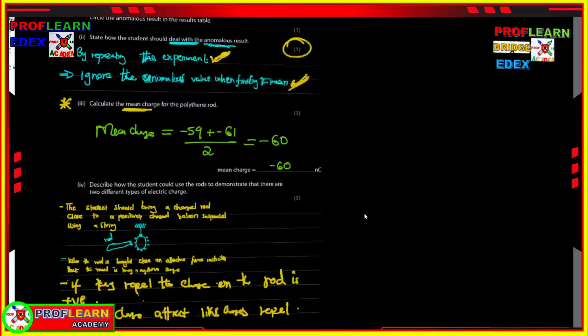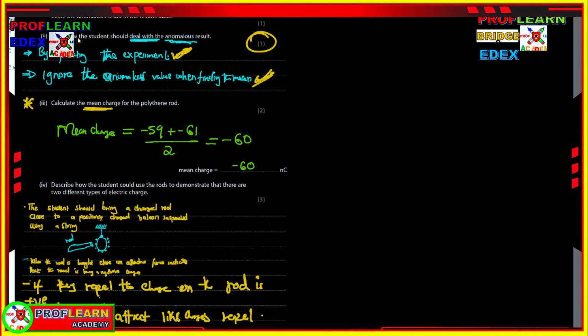Let's check the question they asked in the next part. State how the student should deal with the anomalous value. They can repeat the experiment on that section or ignore the anomalous value when finding the mean. That's how you deal with it. But in this case, when you are doing an exam, you cannot repeat because this experiment was done by a student. You are here just to analyze that data. So for you, you are going to use the second part.